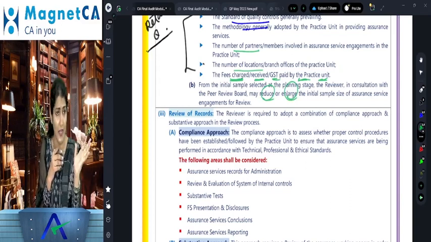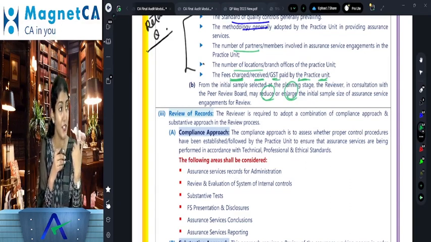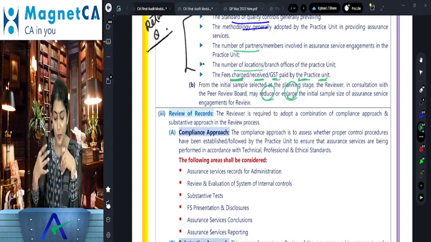Or I may say pathetic, I need to check 5 files. You understand that? So initial sample selected, can that sample size be reduced or enlarged? Yes, it can be reduced or enlarged.